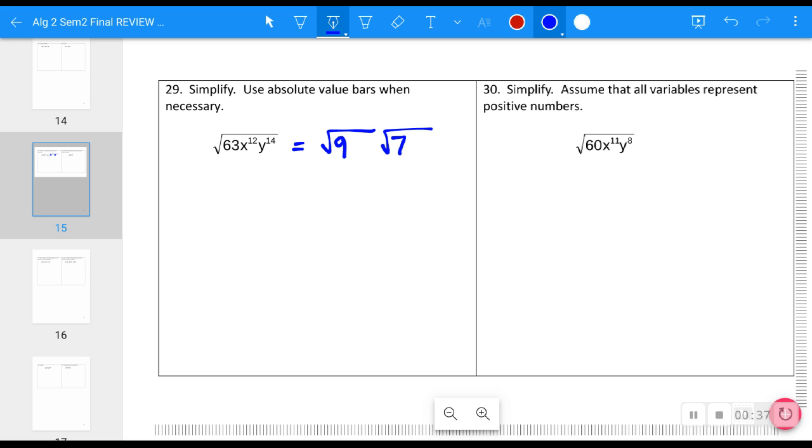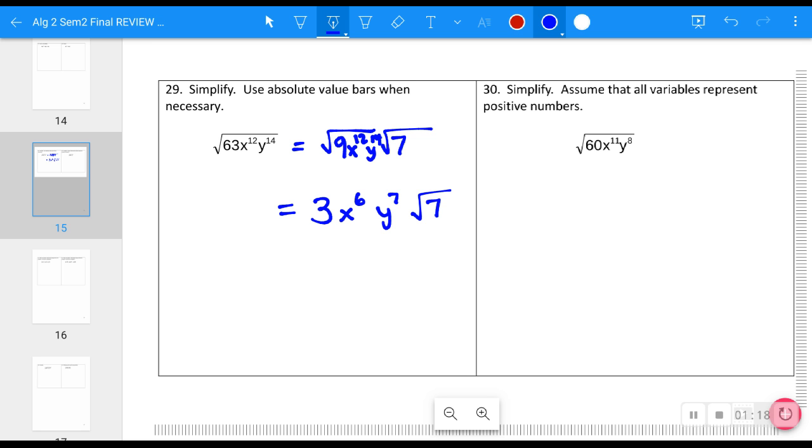And then the index on the outside here is a little 2. It's invisible. Square roots don't normally show the 2 there. But since the 12 and the 14 are divisible by 2, we can go ahead and put them up front here. In a minute, those will be divided by 2. So the square root of 9 is 3. The square root of x to the 12th, you say 12 divided by the little 2 that's implied out in front, and you get a 6th power, and you get y to the 7th power when you take 14 divided by 2, and there's nothing you can do about that square root of 7.